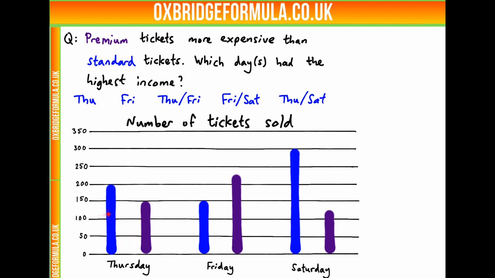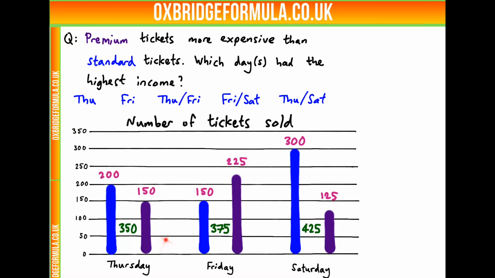So on Thursday, we can see that we sold 200 standard tickets and 150 premium. And so the combined number of tickets was 350 that day. If we do a similar analysis for Friday, 150 standards, 225 premiums, that's a combined total of 375. And on Saturday, we sold 300 standard and 125 premium, bringing us to 425 tickets total.